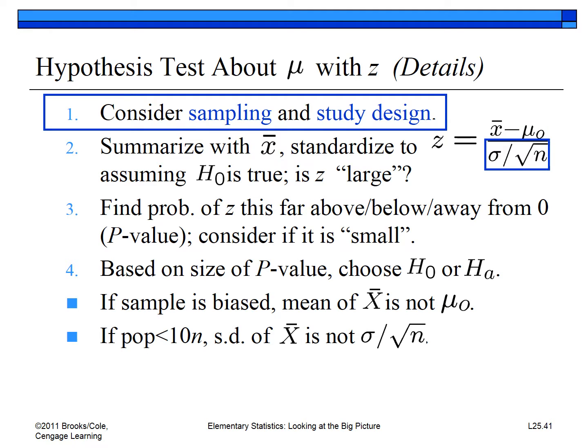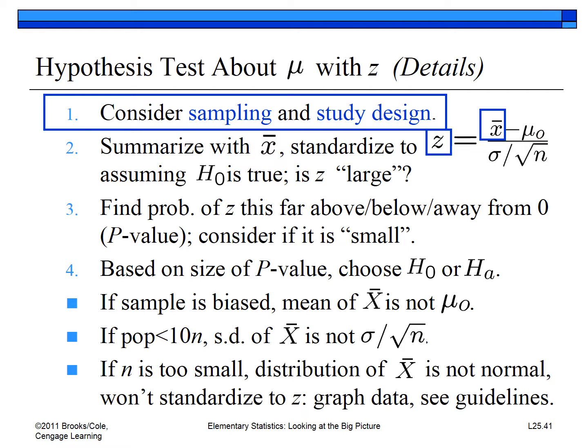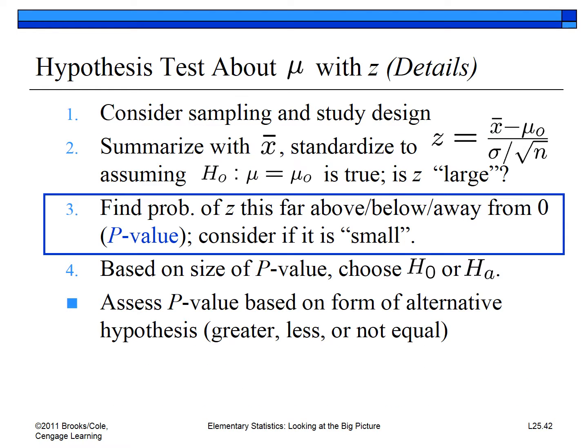Remember that if the sample is biased, x bar, that is the random variable that we get by taking sample means, may not be centered at the population mean. If the population is too small, we can't use this formula for the standard deviation for x bar because our selections are not independent. If n is too small, then we can't say that x bar is distributed normally. That means that when we standardize, we won't get the z distribution. Let's look at 3.